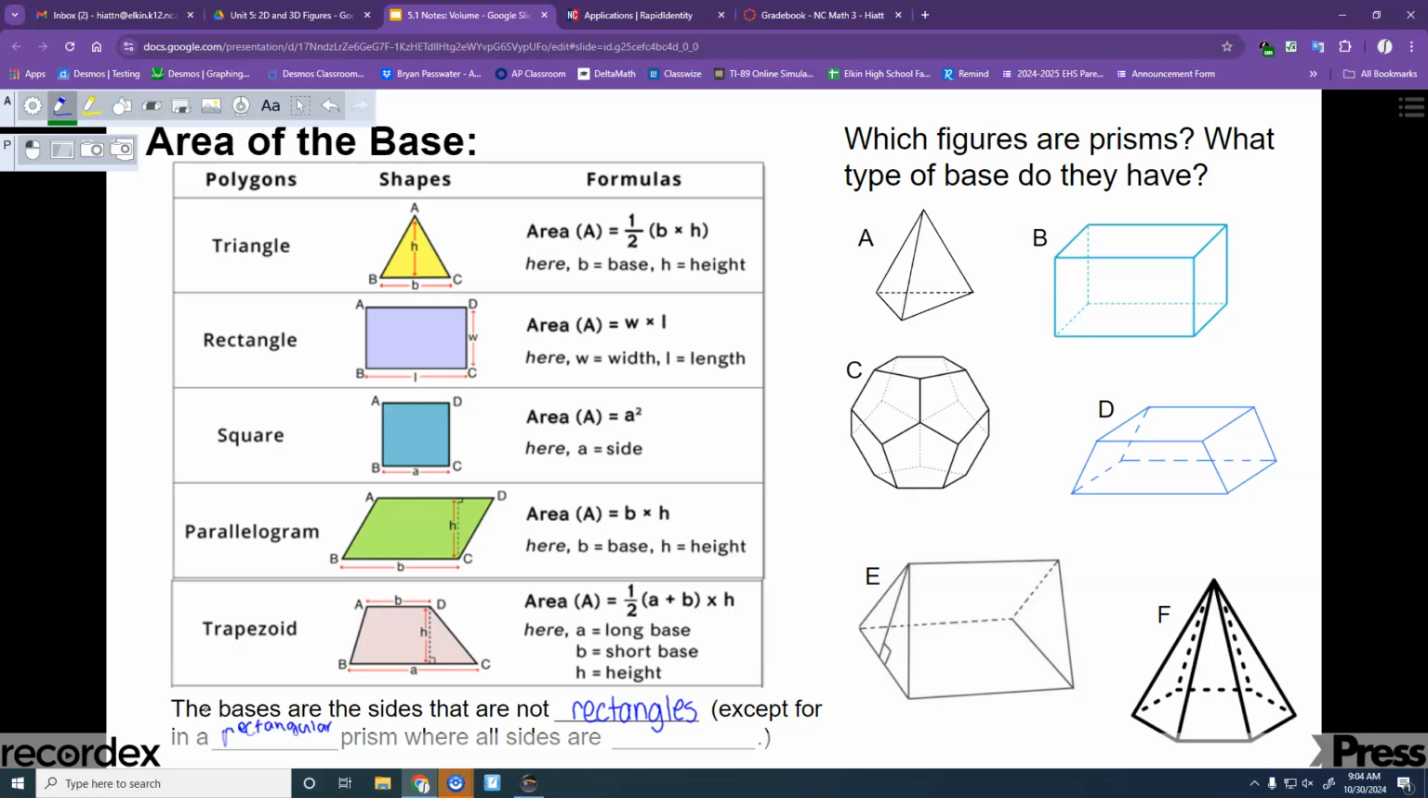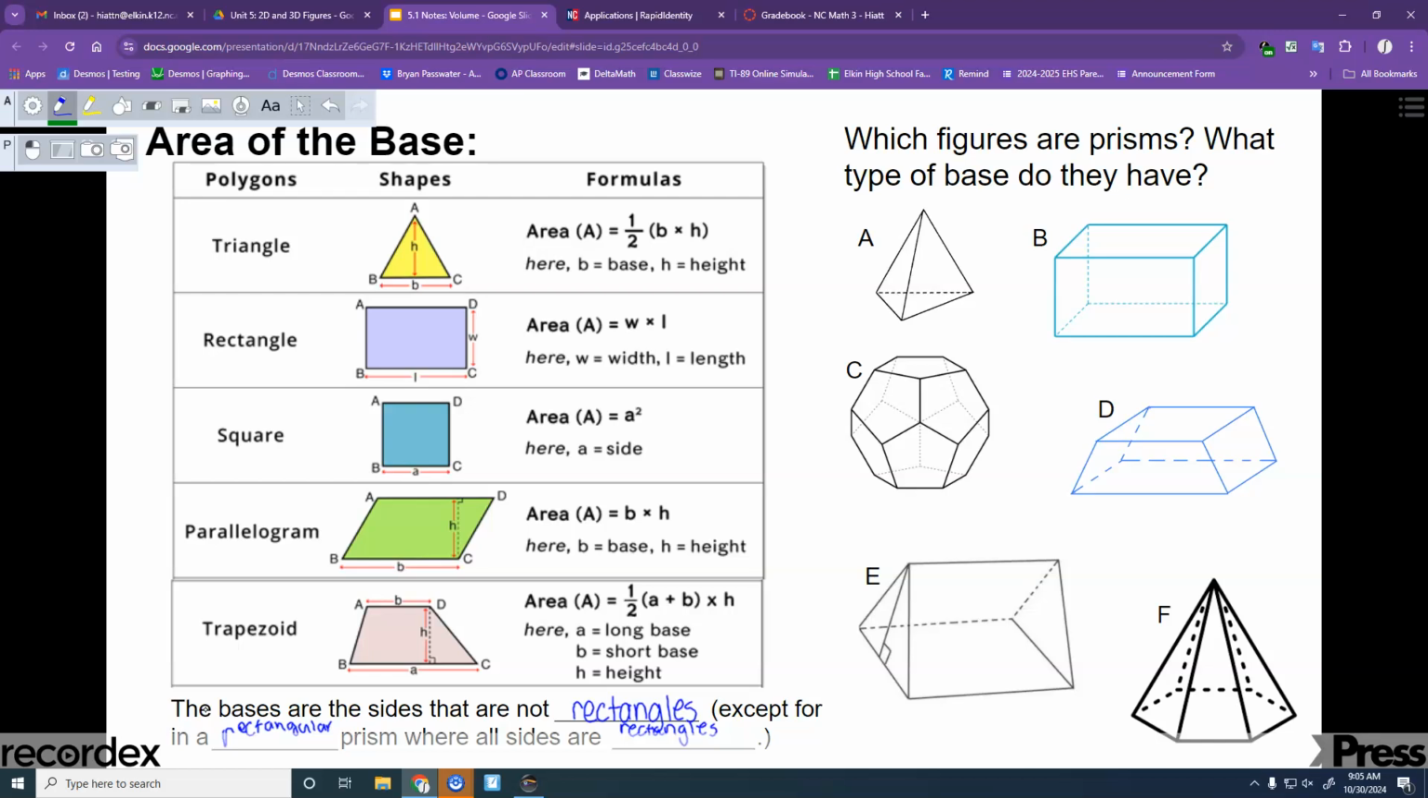A rectangular prism, where all sides are rectangles. Okay, so one thing that's really important is you got to be able to tell what a prism is so that you're using the right formula. Looking at this picture here, raise your hand if you can tell me one of them that is a prism.